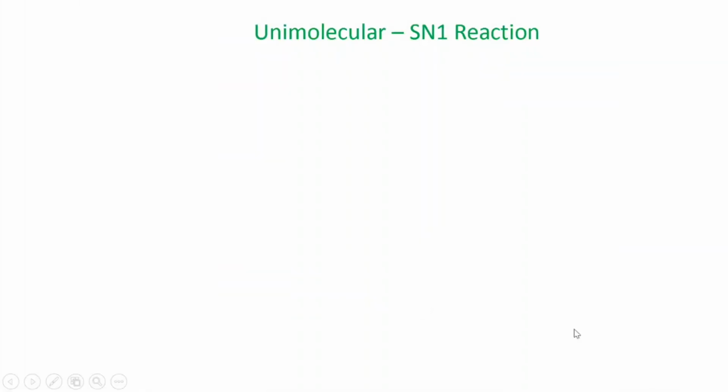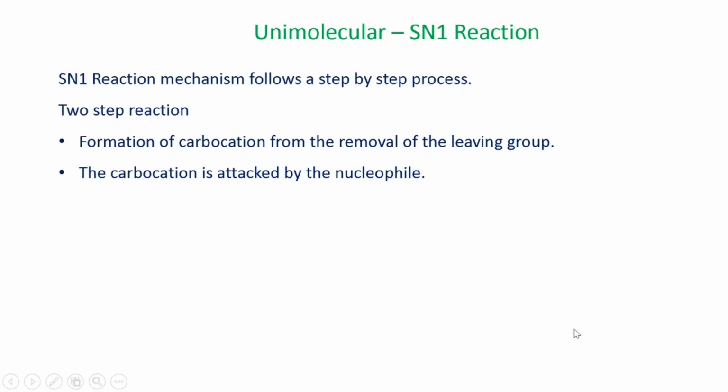The next kind of aliphatic nucleophilic substitution reaction is unimolecular SN1 reaction. The SN1 reaction mechanism follows a step-by-step process, that is a two-step reaction mechanism, in which first is formation of carbocation from the removal of leaving group, and second, the carbocation is attacked by the nucleophile and formation of product takes place with retention in configuration.